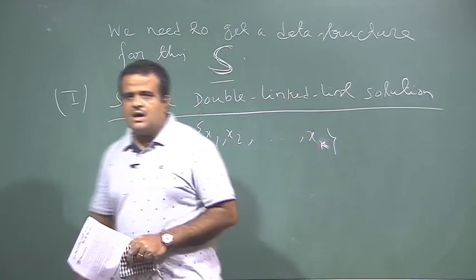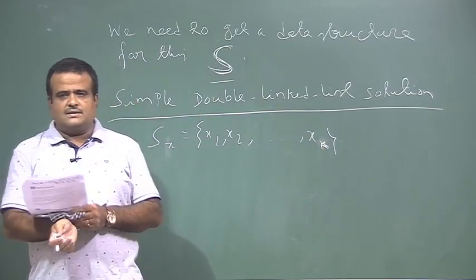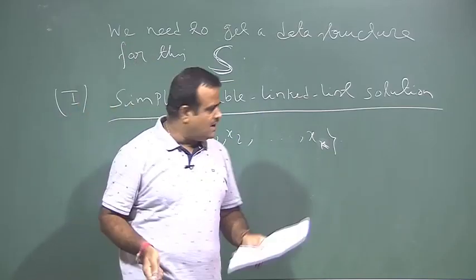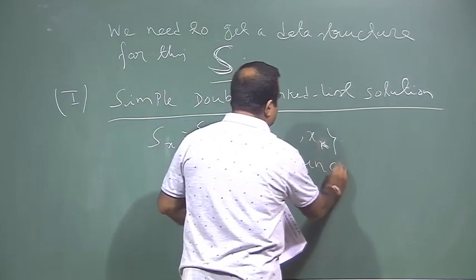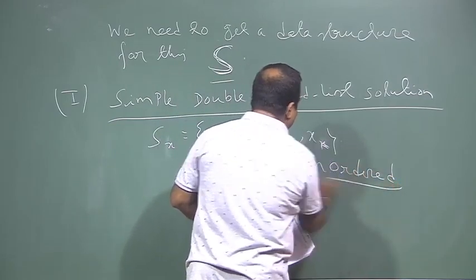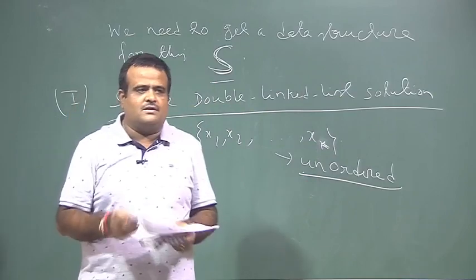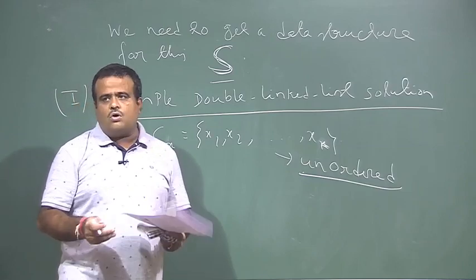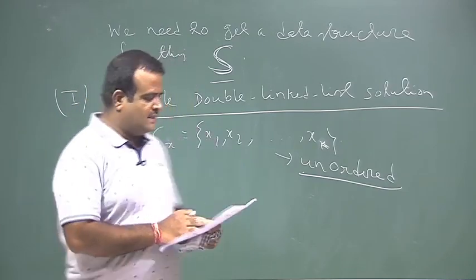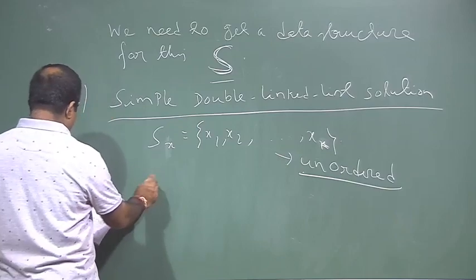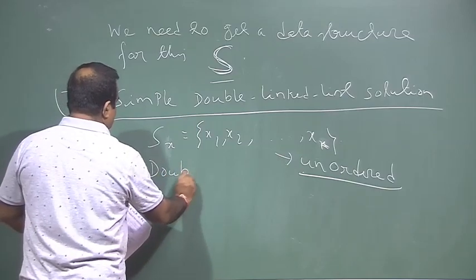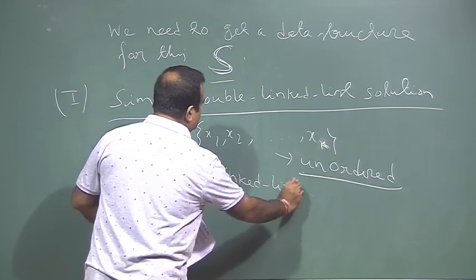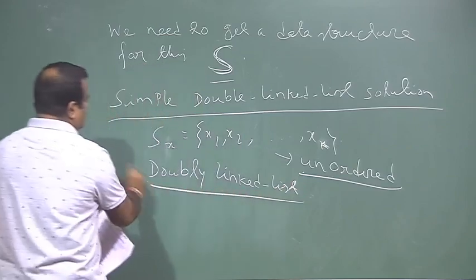Okay, the set is an unordered collection. In the set there is no ordering of the elements, there is no minimum or maximum kind of thing. So it is an unordered collection. So we store these elements in a doubly linked list. So how?